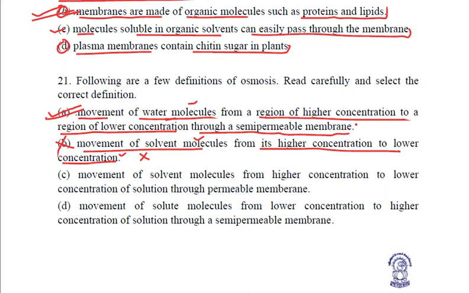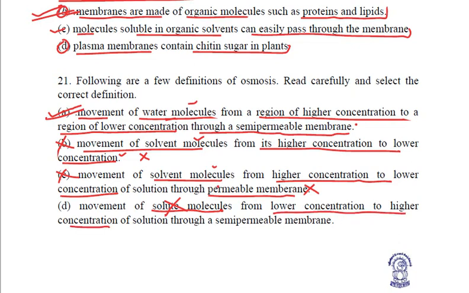Next is movement of solvent molecules, perfect, from higher concentration to lower concentration, perfect, through permeable membrane. It should be semi-permeable. Again, it is a dicey kind of statement. Will not accept it. We are just cutting it off. Next is movement of solute molecules. Starting is wrong, because osmosis is not the movement of solute molecules. It is solvent. And from lower concentration to higher, it can never be. So this is altogether incorrect. So this A is the correct definition of osmosis.